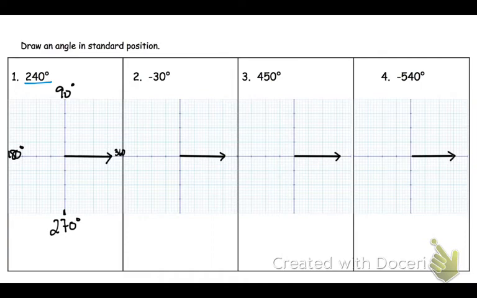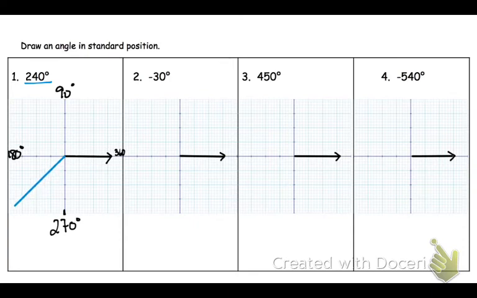So if I wanted to draw an angle that was at 240 degrees, think about which quadrant that would be in. Quadrant 1, between 0 and 90? No. Quadrant 2, between 90 and 180? No. Quadrant 3, between 180 and 270? Yes, 240 degrees is going to be found somewhere between 180 and 270 degrees.